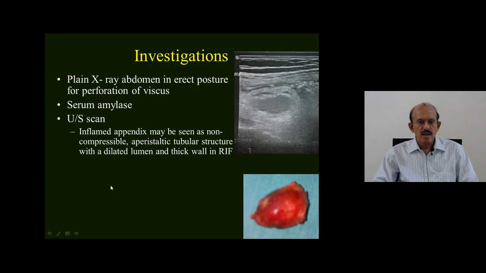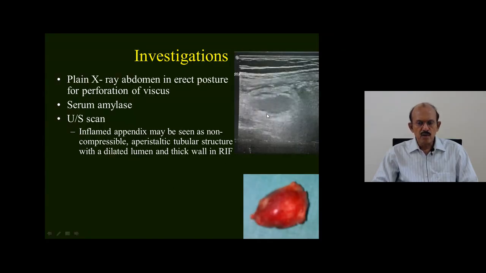An inflamed appendix may be seen as a non-compressible, aperistaltic, tubular structure with a dilated lumen and thick wall. So this is a patient with acute appendicitis. You can see a dilated tubular structure, and even if you keep the probe for a few minutes, you won't find any peristaltic wave in this. So there is an aperistaltic tubular structure.